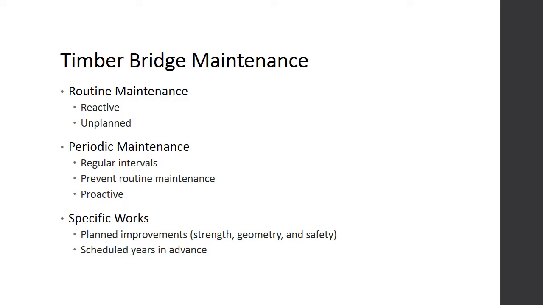Specific works include planned and scheduled improvements to the bridge to maintain such things as strength, geometry, and safety. Usually, these maintenance items are scheduled a couple years in advance. The activities of specific works can be similar in scope to repair and rehabilitation activities, and for that reason, the remainder of this chapter will focus on recommended routine and periodic maintenance.